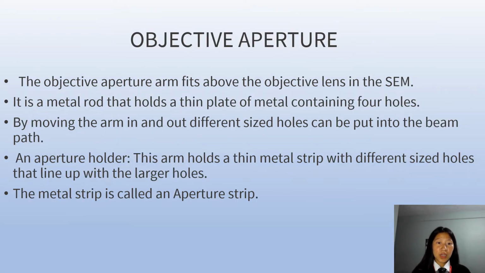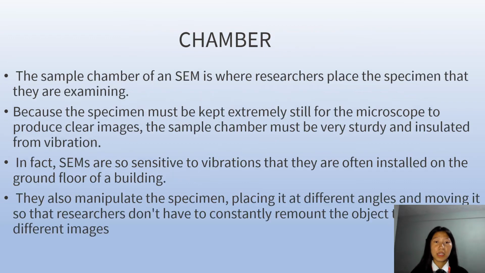Objective aperture. The objective aperture arm fits above the objective lens in the SEM. It is a metal rod that holds a thin plate of metal containing 4 holes. By moving the arm in and out, different sized holes can be put into the beam path. An aperture holder. This arm holds a thin metal strip with different sized holes that line up with the larger holes. The metal strip is called the aperture strip.